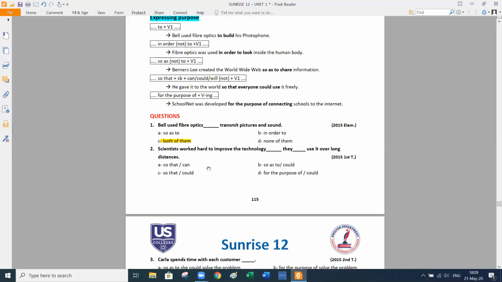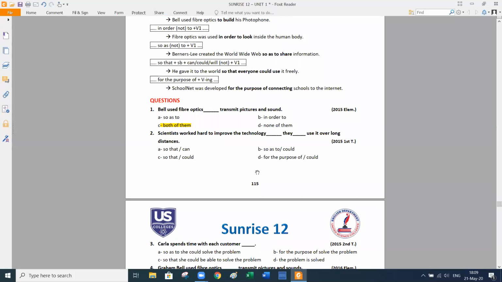But I continue looking. I don't mark A immediately because it might not be the correct answer. We might have another better answer. So I look at B. So as to. So we don't use so as to in the structure. We use so that, not so as to. And C says so that they could. As you see here in A and C, so that is correct. And we have can and could. Both of them are modal verbs. So which of them is correct in that case?